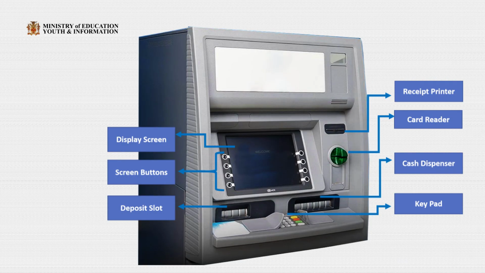The parts of the ATM, we learned them today. We said that there's a card reader, there's a display screen, the keypad, the cash dispenser where you get your money, the deposit slot, the receipt section where you collect your receipt, and there are the screen buttons. And finally, boys and girls, we learned two new terms, withdrawal and deposit.